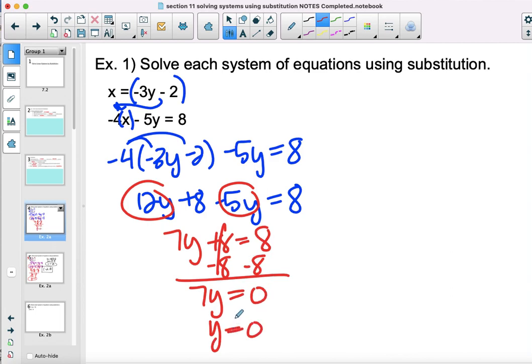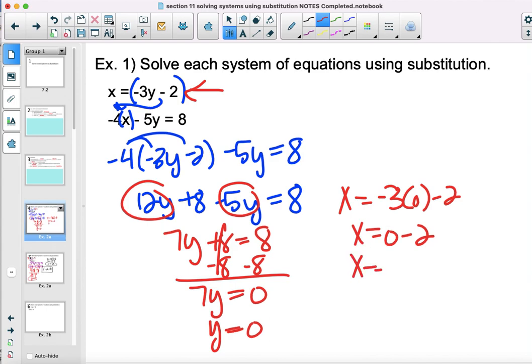So we have the first value, and the step said to take this and plug it back into the top equation where x is by itself, because I want the value of x. So we get negative 3 times 0 minus 2. I took this 0 and plugged it in for the y. Negative 3 times 0 is 0. 0 minus 2 is negative 2. And so my answer here is negative 2, 0 as an ordered pair.